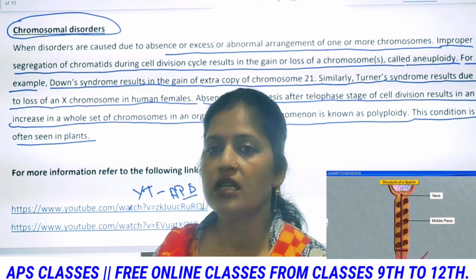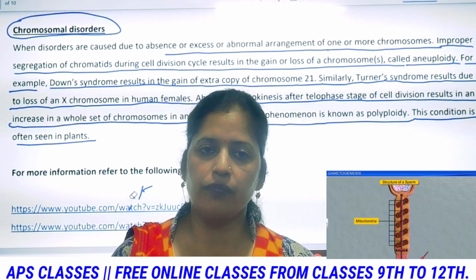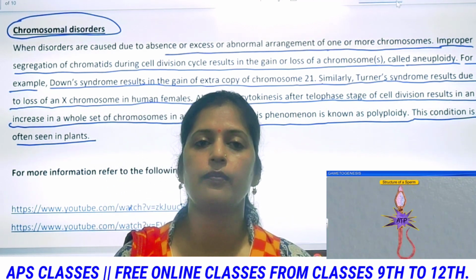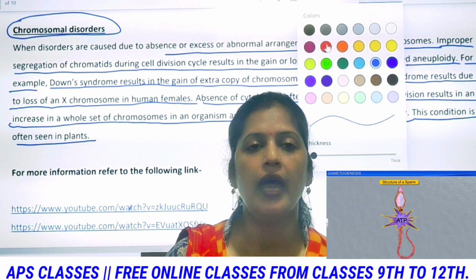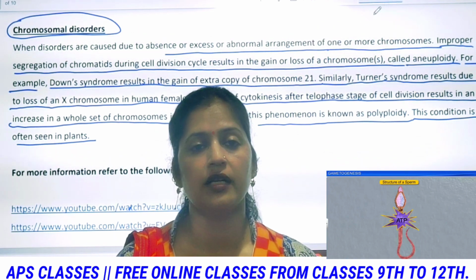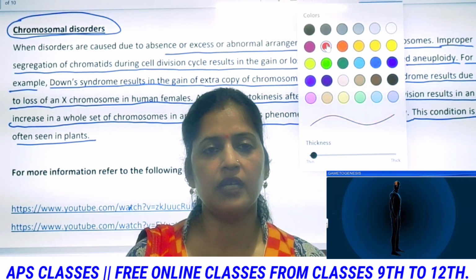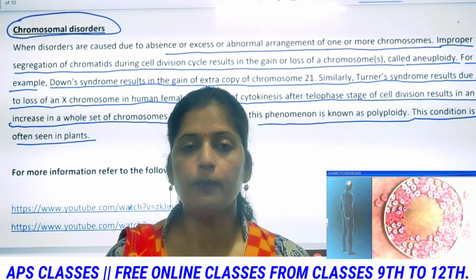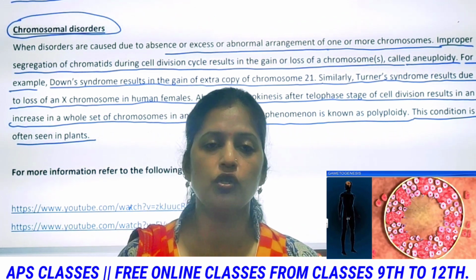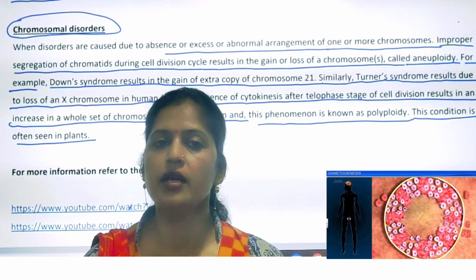So this is all about this chapter, chapter number 5, Principles of Inheritance and Variation, for class 12. This chapter is completed in two parts, part number 1 and part number 2, and all the concepts are covered in both parts. Next we will continue our next lecture with our next chapter, chapter number 6.